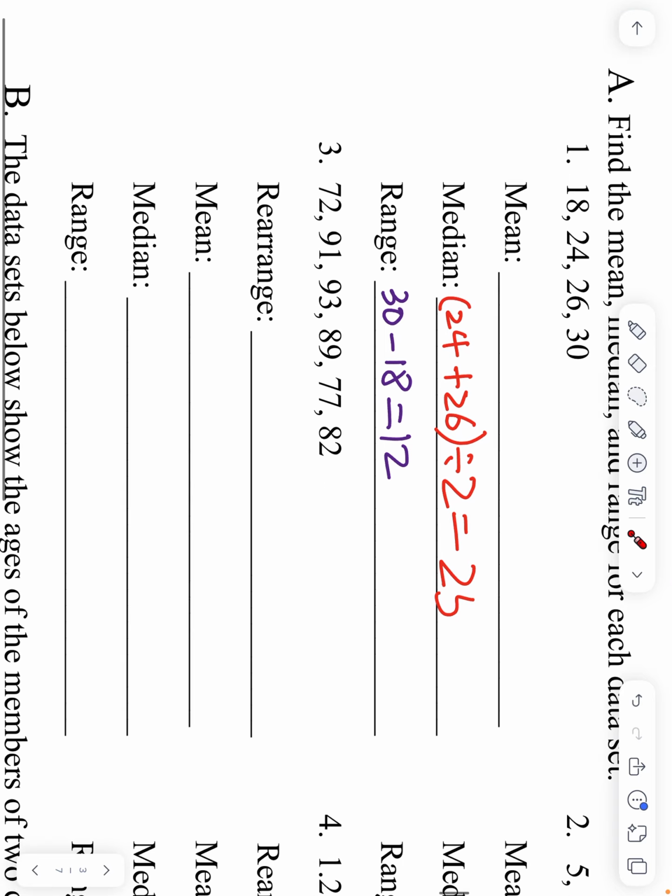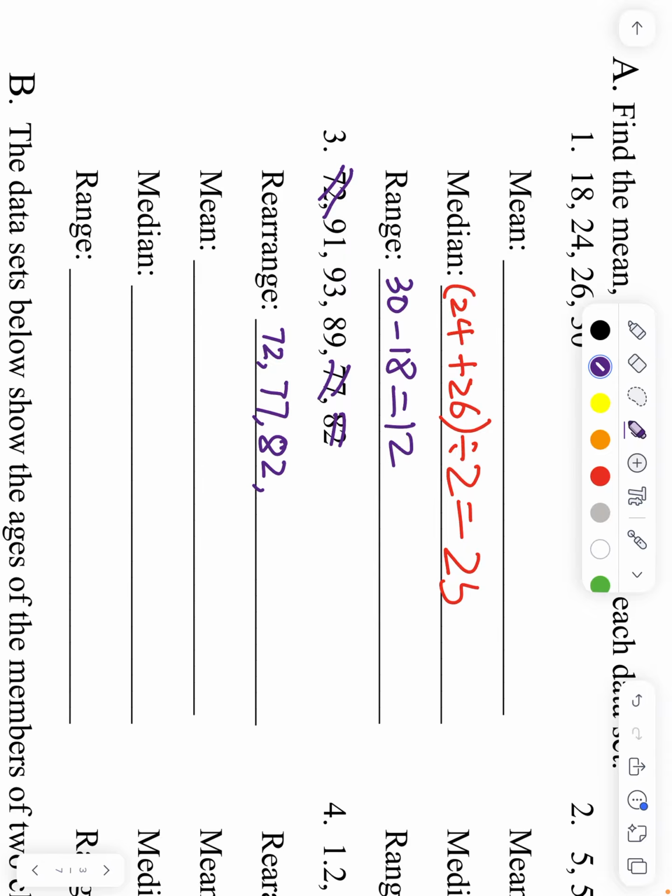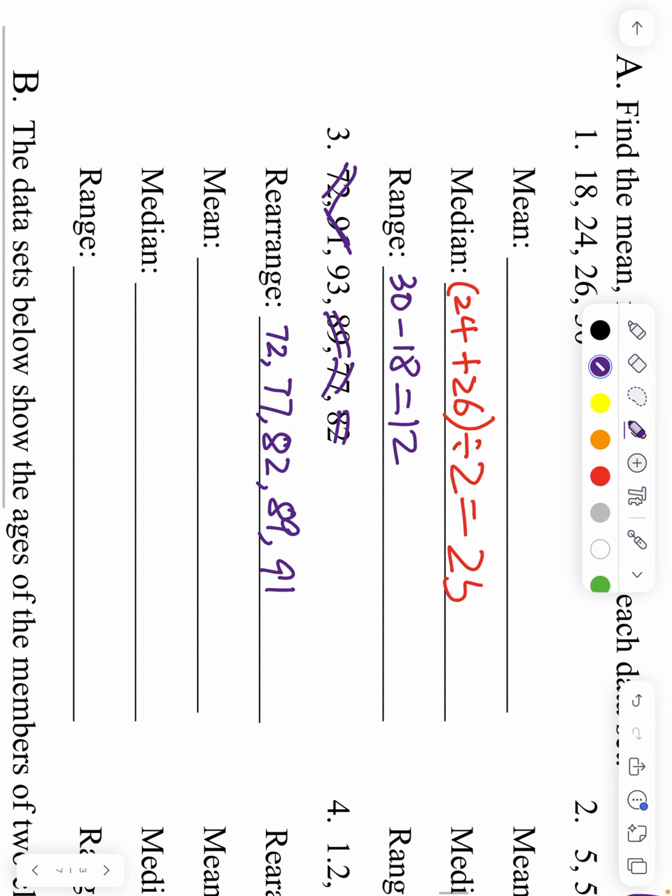Okay, number 3. How many numbers do we have? 1, 2, 3, 4, 5, 6. We have 6 numbers, and we have to rearrange them from small to big. This one is not nice, so we rearrange them first. The smallest number is 72. Next, 77. Next, 82. Next, 89. And then 91, and then 93.